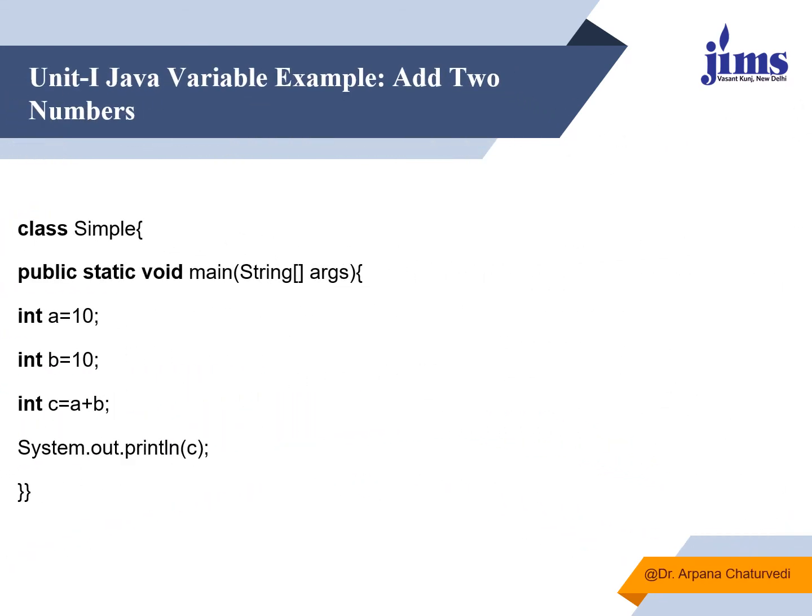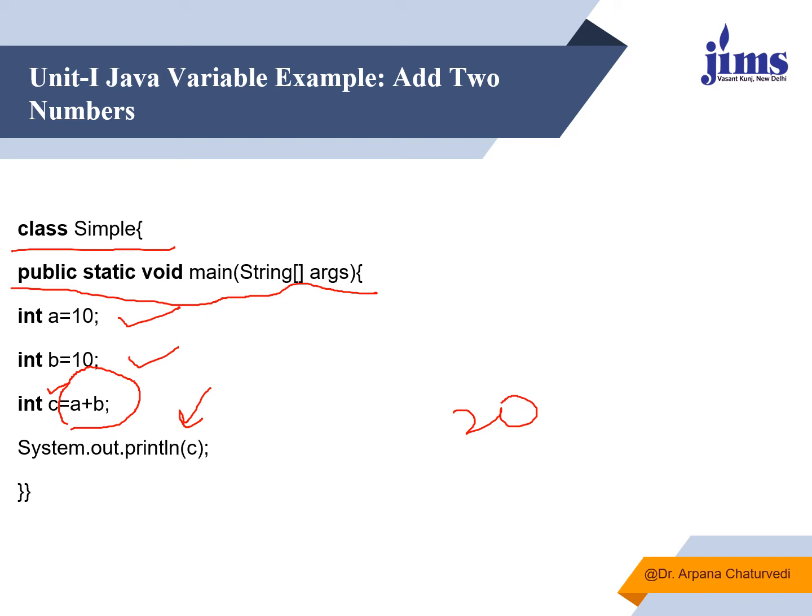This is another example. I am adding two numbers. The name of the class is Simple. Within this, PSVM, public static void main(String args), is the main function. Within this I am declaring two variables a and b. a holds the value 10, b holds the value 10. Again I declared one more variable c, in which I am storing the sum of a and b, and I am printing it. So you will see the output is 20, and these two variables are known as local variables.